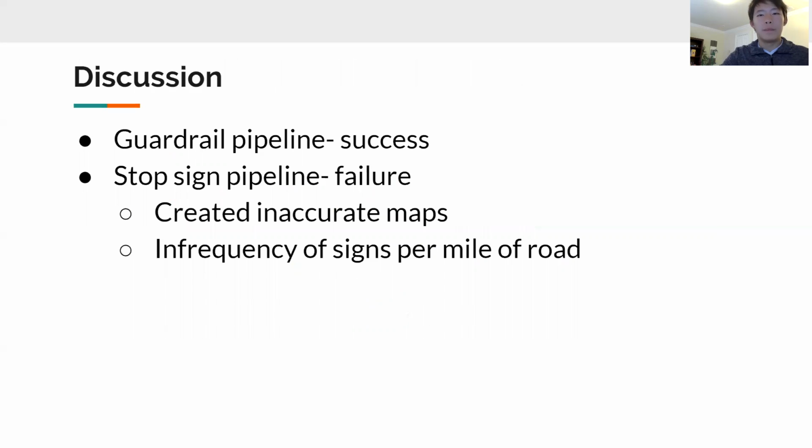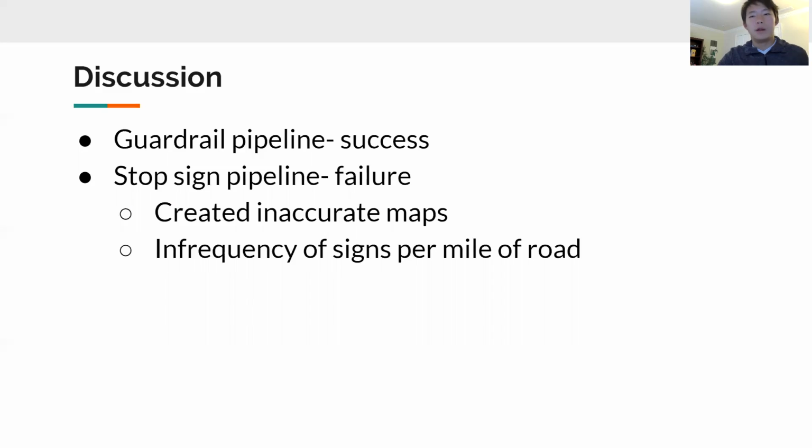In summary, I created two pipelines to map road assets. The pipeline to map guardrails worked, and it demonstrated an efficient way to map guardrails from a publicly available data source. However, the stop sign pipeline failed. While every individual component worked, when pieced together, it created inaccurate maps that were clustered with false positives. This was due to the infrequency of stop signs per mile of road, a concept I've mentioned before.